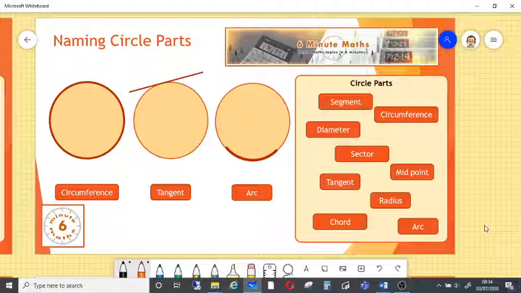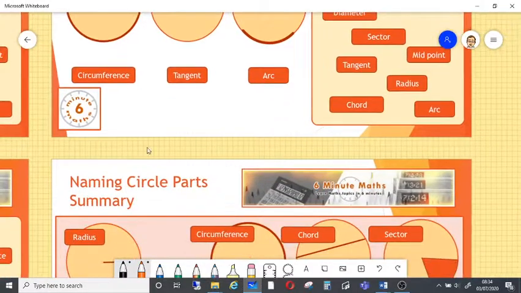The third image on this page is called an arc. Okay, and an arc touches a part of the circumference, like you can see with that one there. That one's a minor arc. If anything's over a quarter of a circle, it's called a major arc. So that's an arc. Okay, let's move on. Some more here.